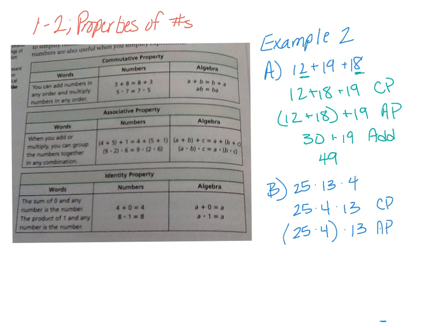Okay? We can regroup and group however our little hearts desire with multiplication. And then 25 times 4 is 100. Times 13, and 100 times 13 is 1300. So this step here we multiplied, and that is our justification. All right, so like I said, I'm fine with CP, AP, and IP, so you don't have to write the whole thing out because I know that gets time consuming.